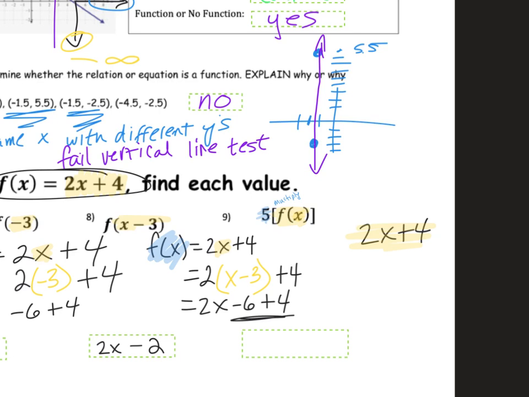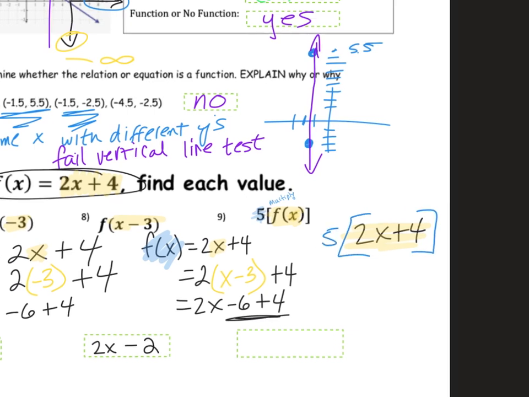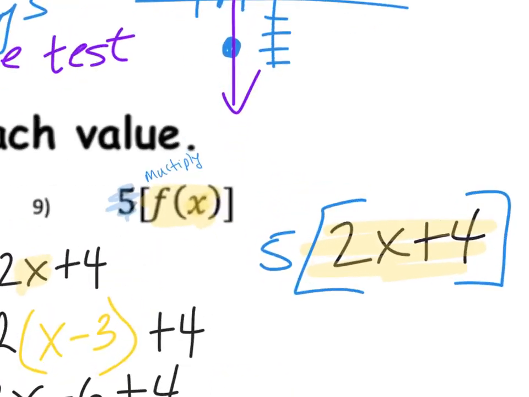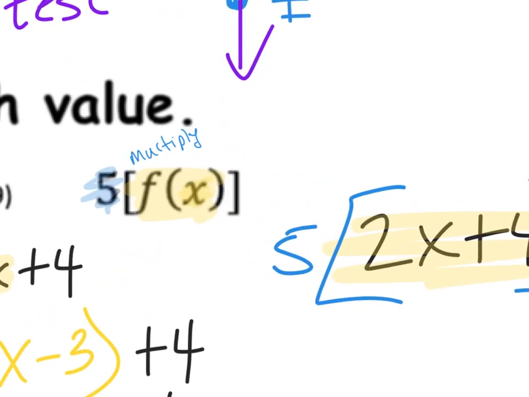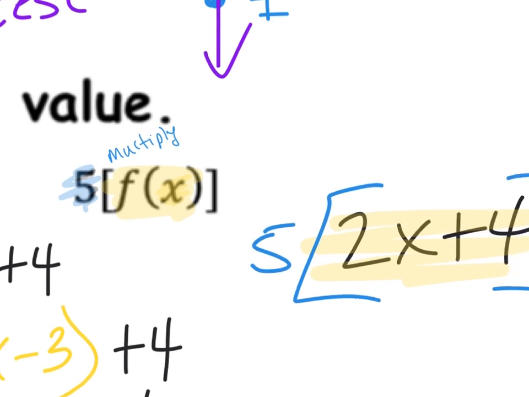Because notice it doesn't tell us to replace the x with anything else anymore. It still says f of x. The only thing we need to do is take that and multiply it by 5. And again, the reason I knew I needed to do that is because the 5 is just sitting there next to the function, which implies multiplication.